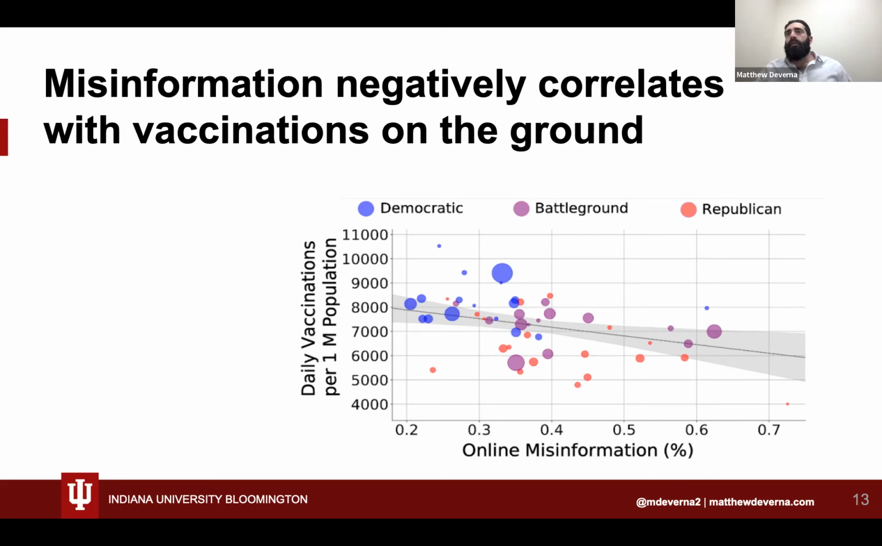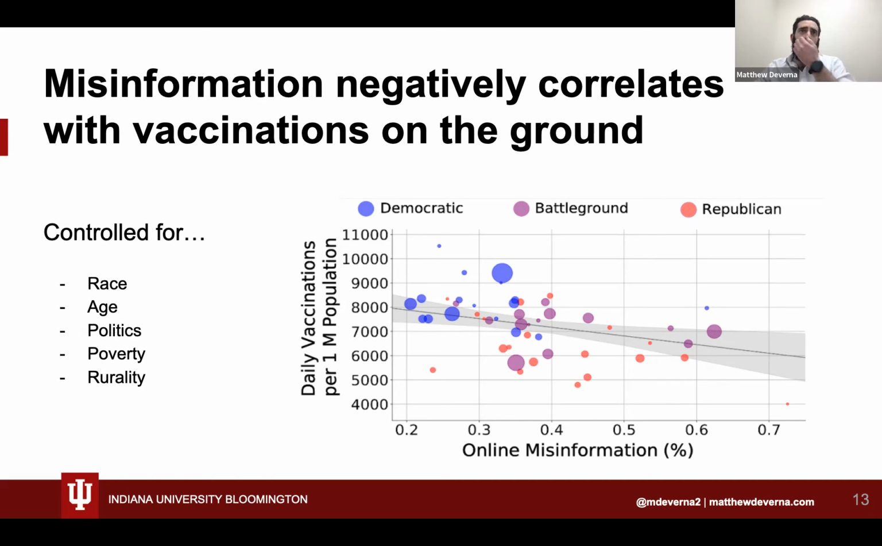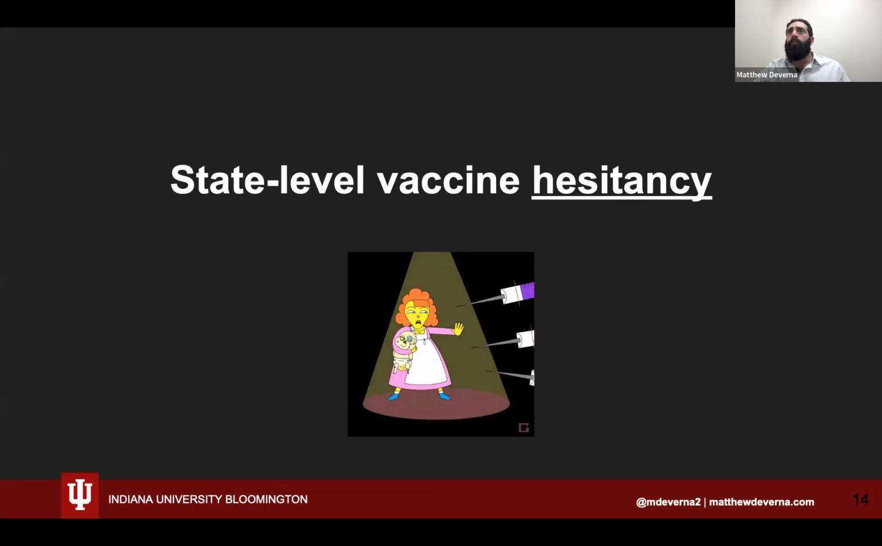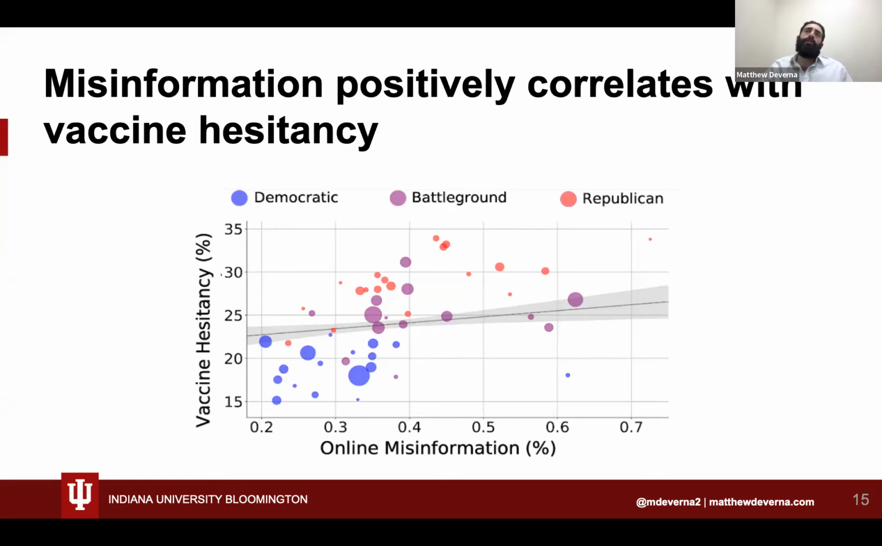So we can see that as there's more misinformation in a state, fewer people are getting vaccinated. And we control for all of the major covariates here. We include race, age, politics, poverty, virality, and this correlation is still significant. So we see this at the state level with respect to people physically getting vaccinated, but we can also look at vaccine hesitancy to look at this from a different way, and we find the reverse relationship, which converges on the same idea.